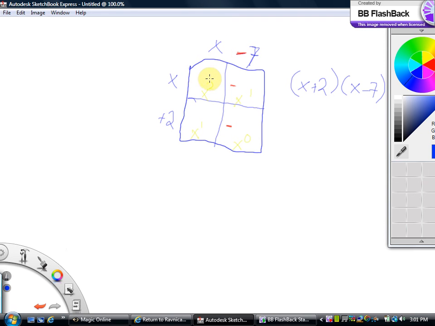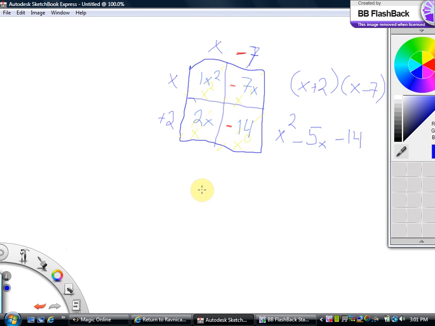same thing, x times x, that's just 1x squared. 7 times x is minus 7x. 2 times x is 2x. And 7 times 2, negative 14. And the nice thing is, if we've been doing this for a long time, we're already thinking on these diagonals. So we've got our x to the zeros, our x to the ones, and our x squareds. Answer, x squared minus 5x minus 14. Because all we did was put the 7x and the 2x together.